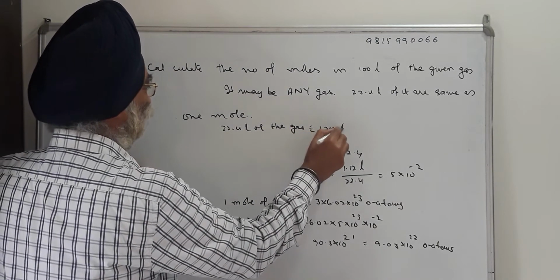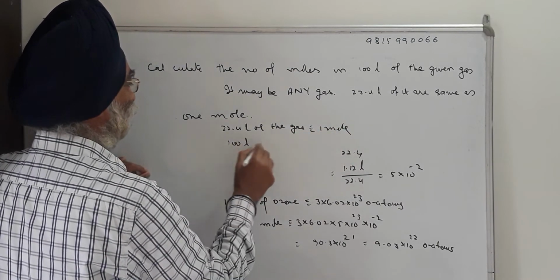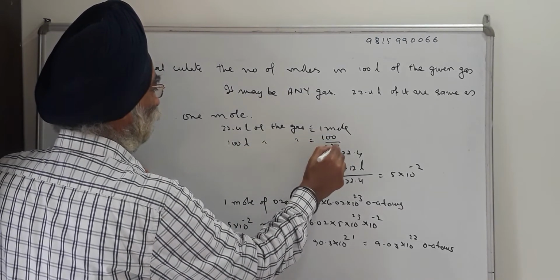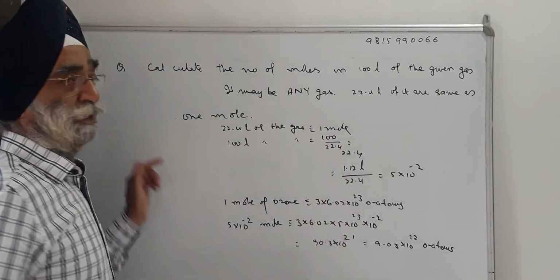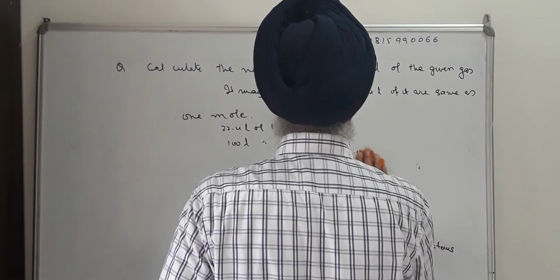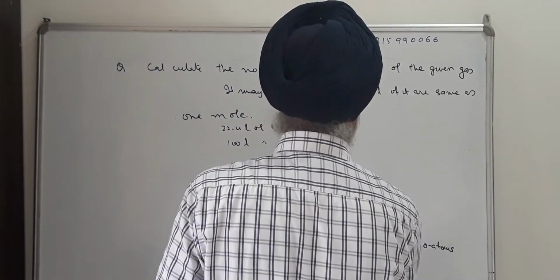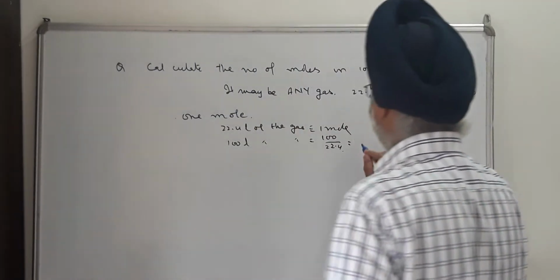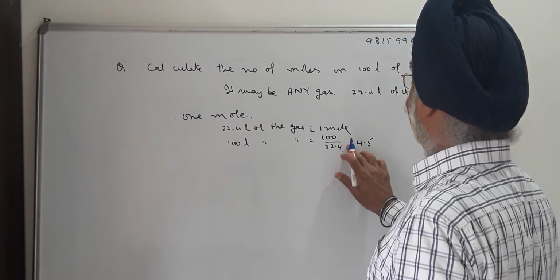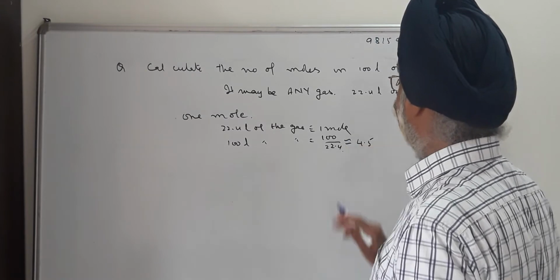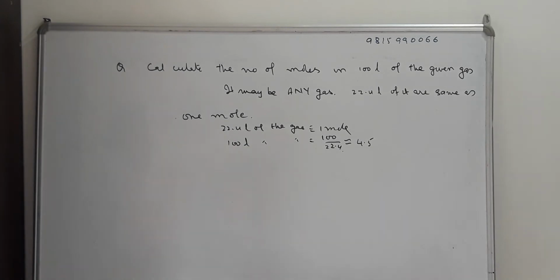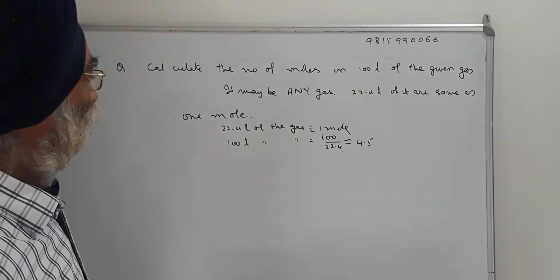1 mole, 100 liters of the gas, 100 over 22.4, it will be 4 decimal something number of moles. Approximately it will be 4.5, rather it will be slightly less than 4.5 moles. So this is how we attempt these questions.